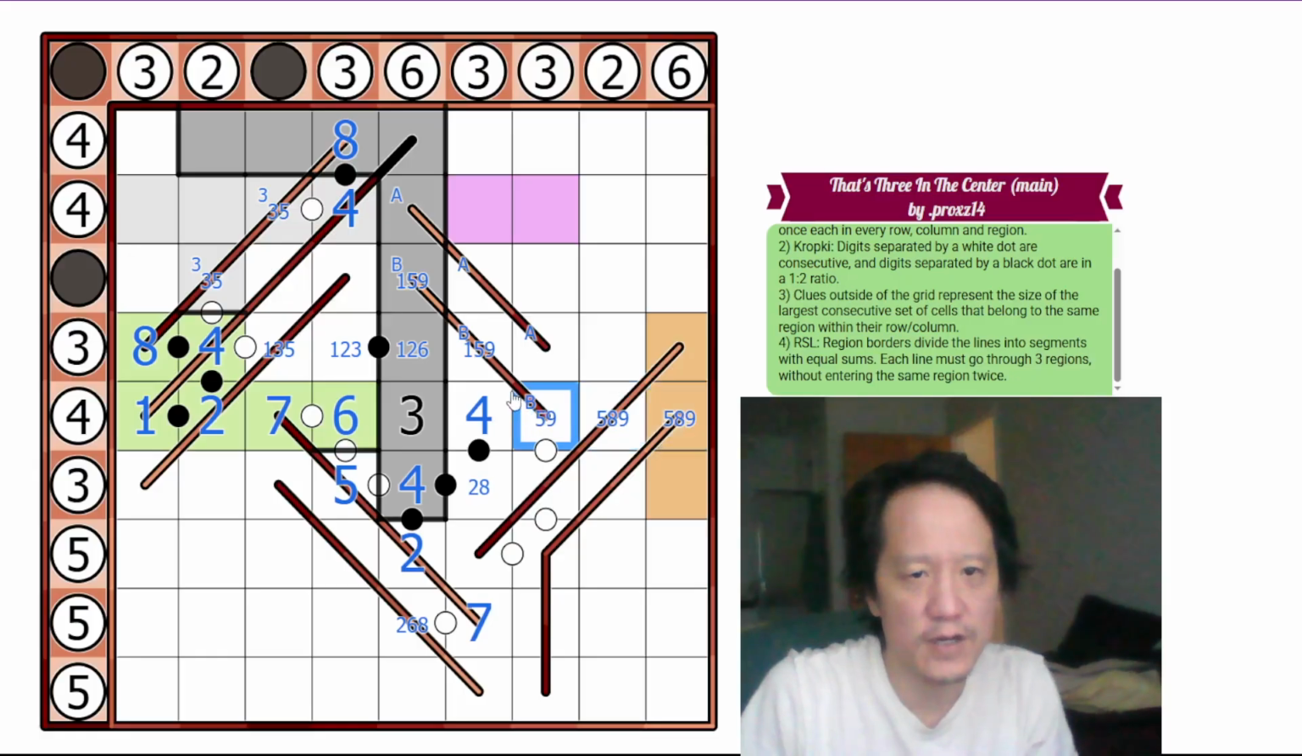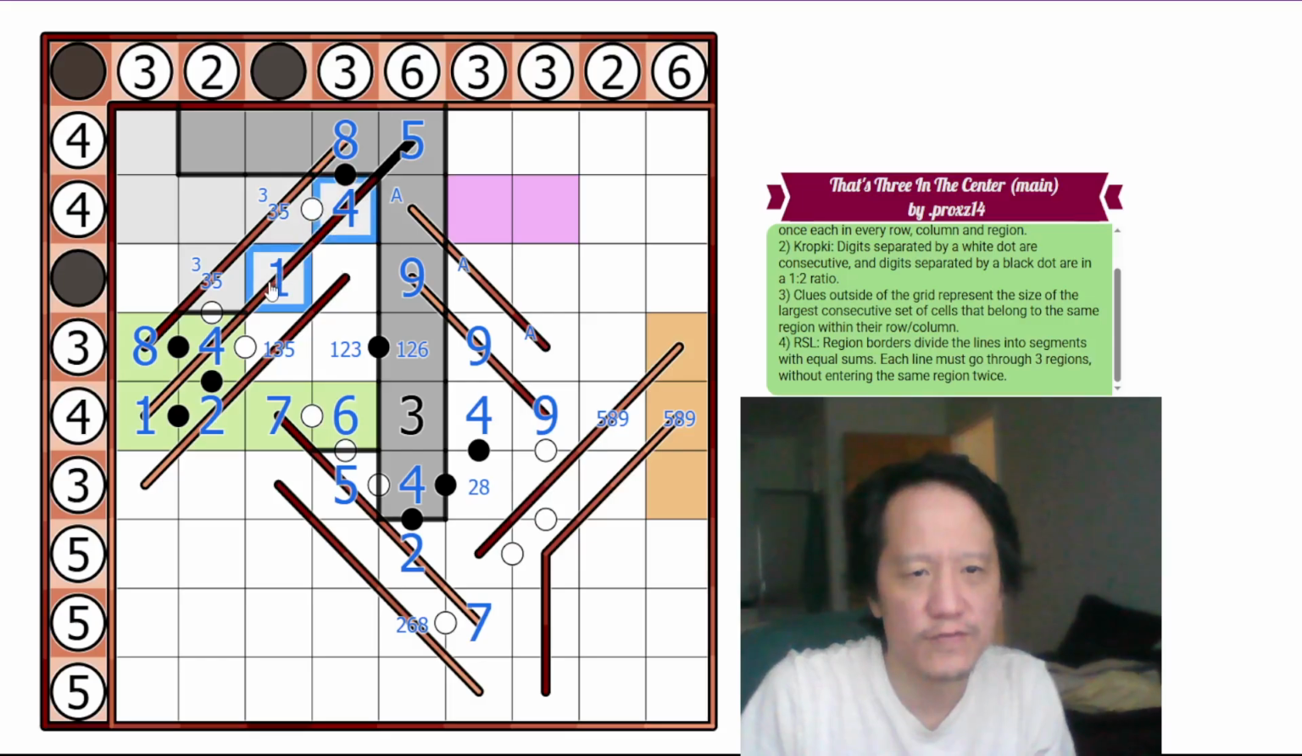This is 5, 8, 9. Cannot be 8. This is 5 or 9. This has to be light. These have to add up, so this is 5. So this is 5, 9, 9, 9.